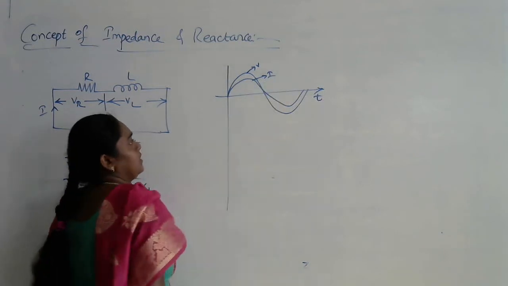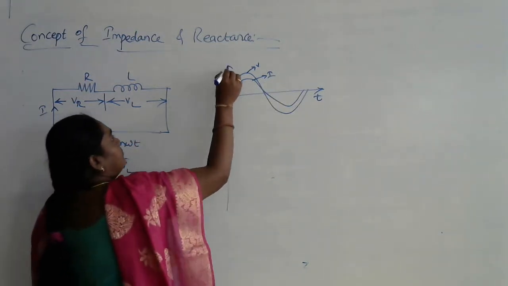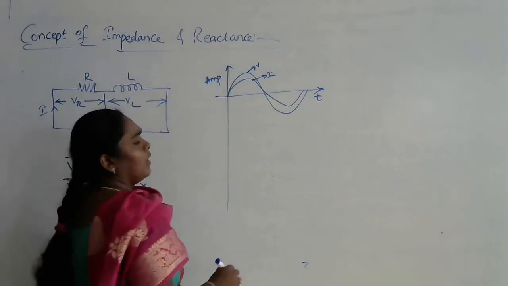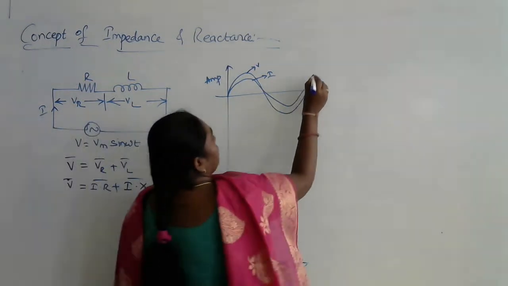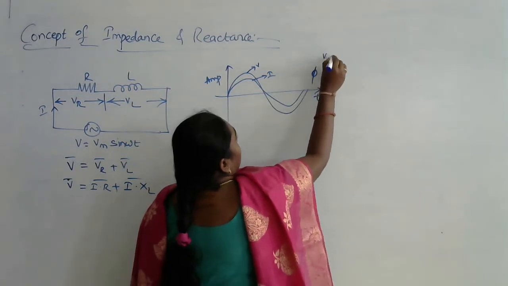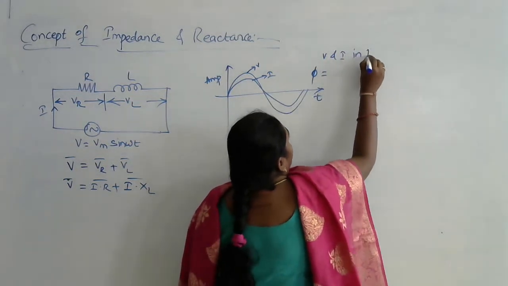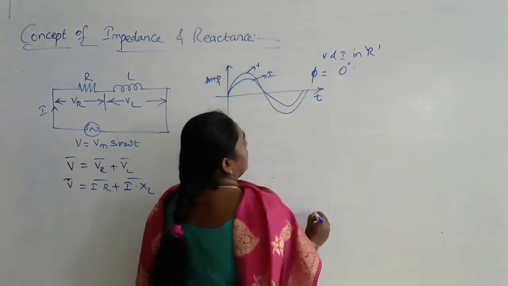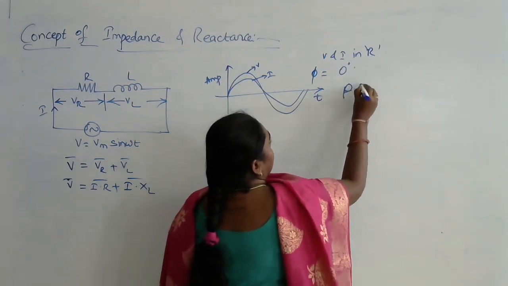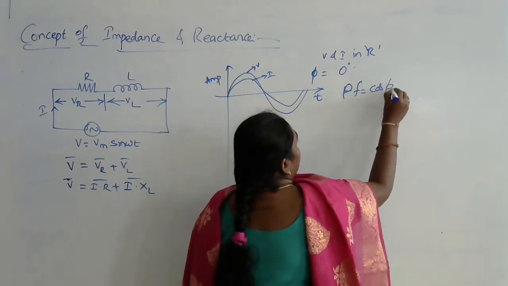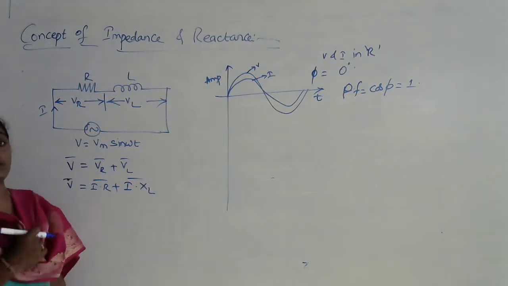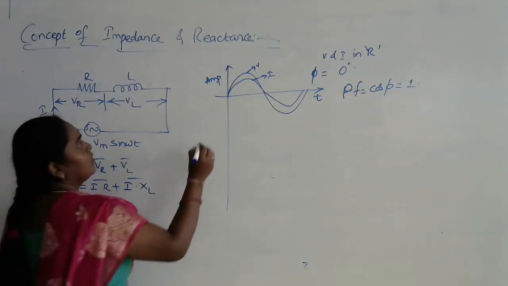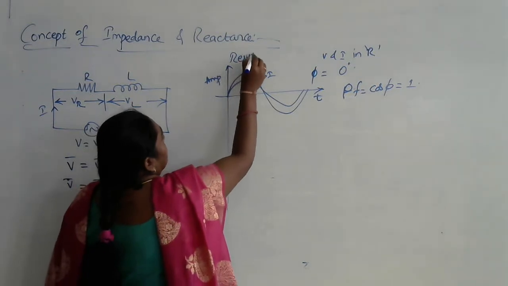That itself indicates that in the case of a resistance, the voltage and current are both in the same phase, that is, the phase angle between voltage and current in a resistor is equivalent to 0 degrees. So here the power factor is given by cos phi, cos 0, which is equivalent to 1. So the power factor for the resistance is equivalent to 1. So this is for the resistor.